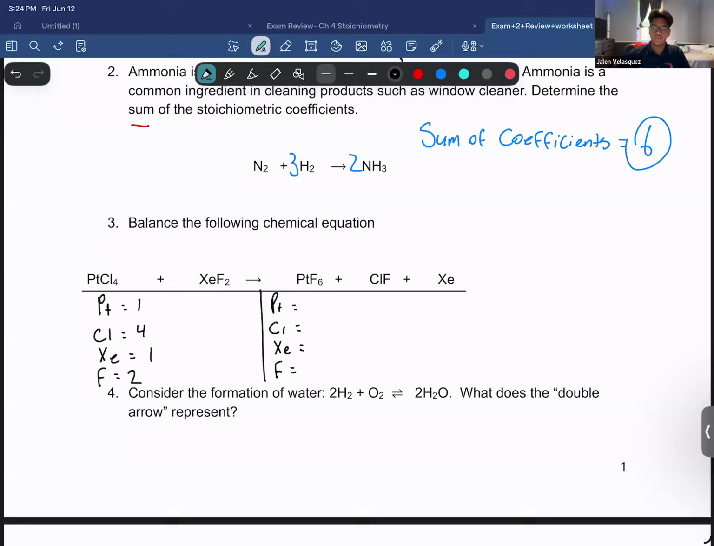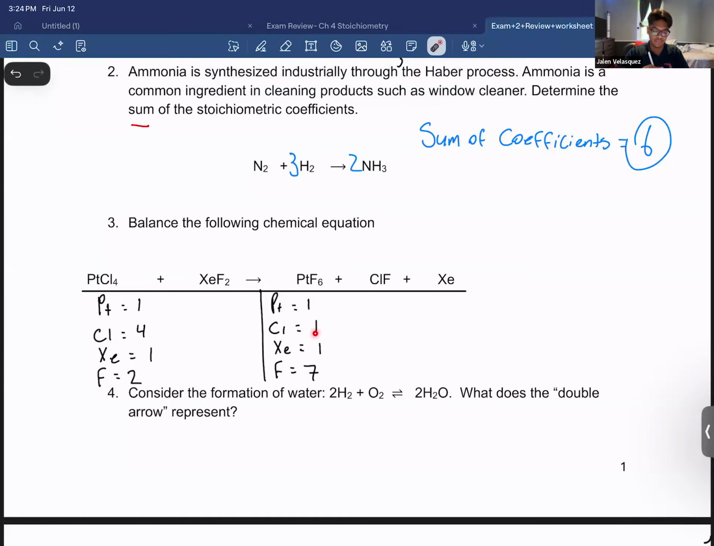On the product side, platinum, we have one, chlorine, we have one, xenon is one, fluorine, we have seven of them. Okay, so let's go ahead and balance this. And there's no rule that says you have to start balancing with a certain element, right? You could start with whatever you want. You're eventually going to get to an answer. But here I would start with balancing the chlorine.